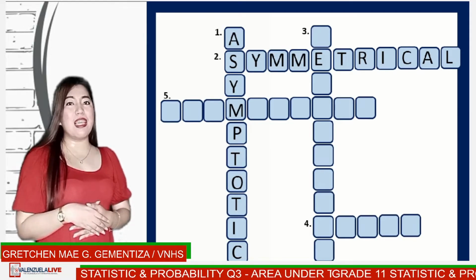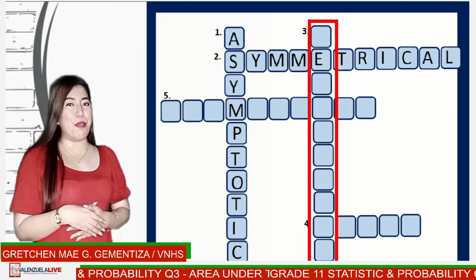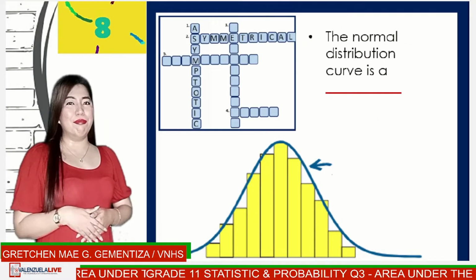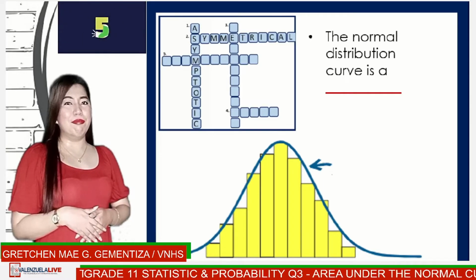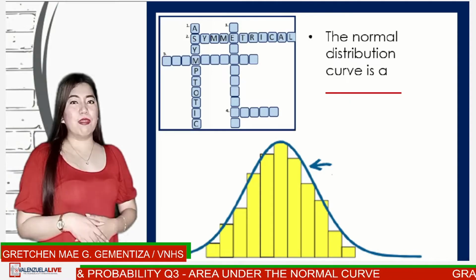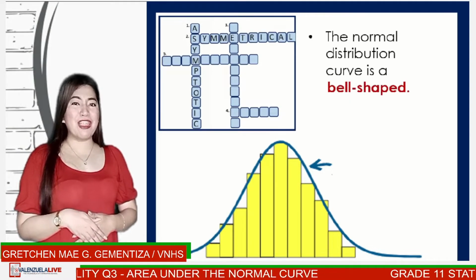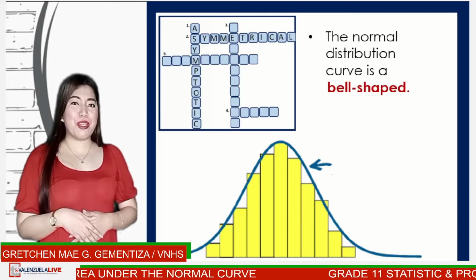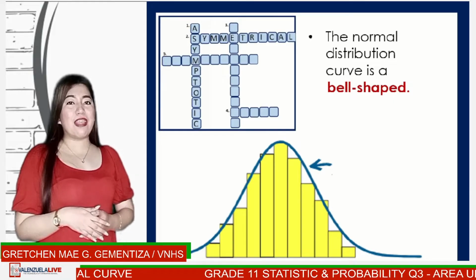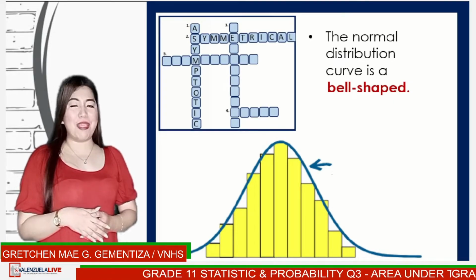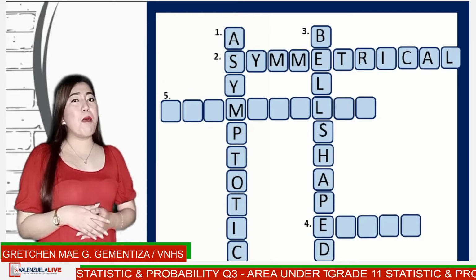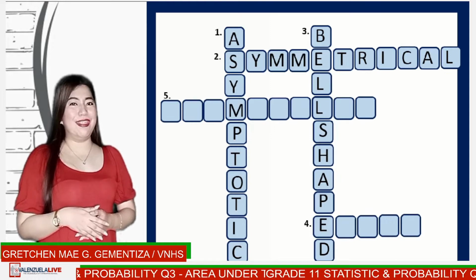Picture number 3 is a 10-letter word. Your timer starts now. Correct. The word is bell shape. The normal distribution curve is a bell shape. One way of figuring out how data are distributed is to plot them in a graph. If the data is evenly distributed, you may come up with a bell curve.